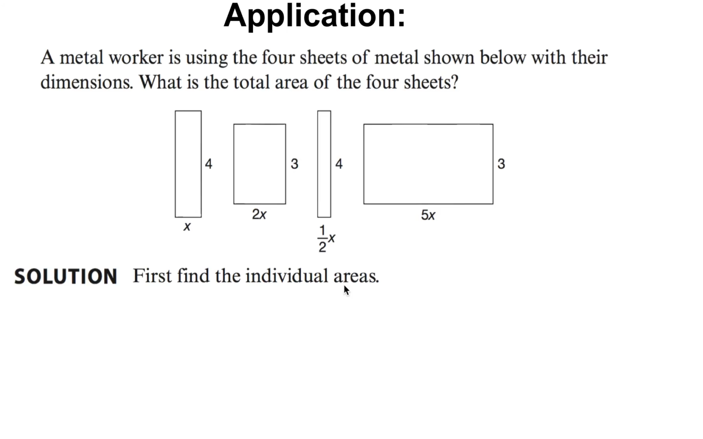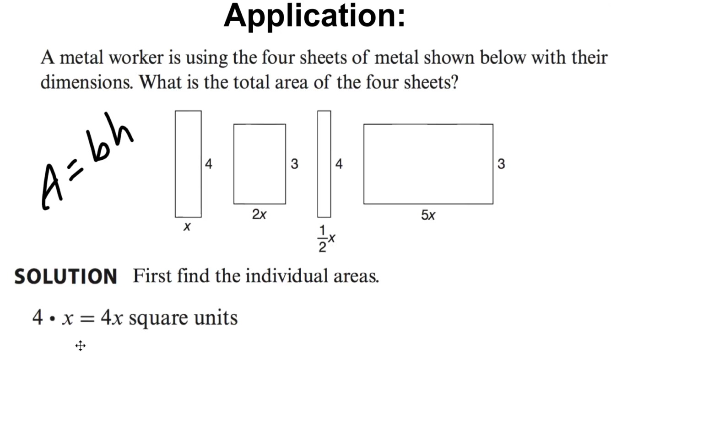Here's an application question. It says a metal worker is using the 4 sheets of metal that are shown with the dimensions. What's the total area of the 4 sheets of metal? Well, the first thing we need to do is find out the area of each individual sheet of metal. And the area of a rectangle, remember the formula for the area of any rectangle, the area is equal to the base times the height. So using that formula, we can go ahead and find the area of each of those.